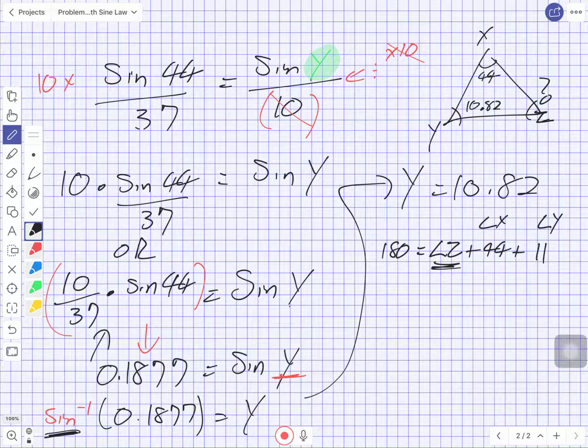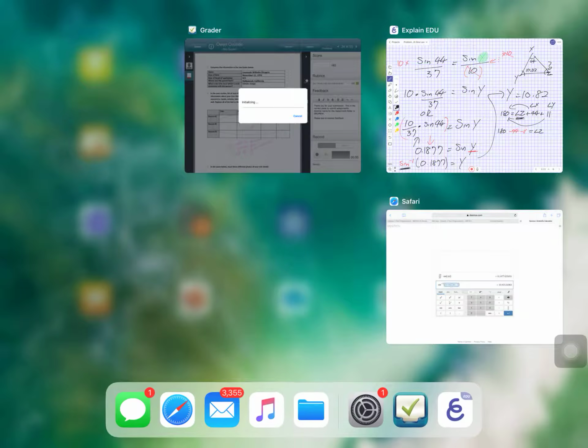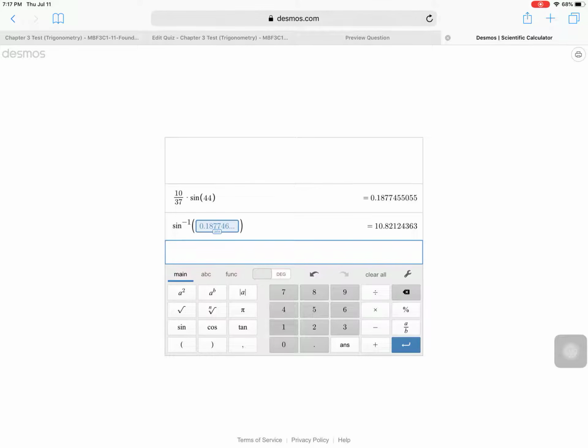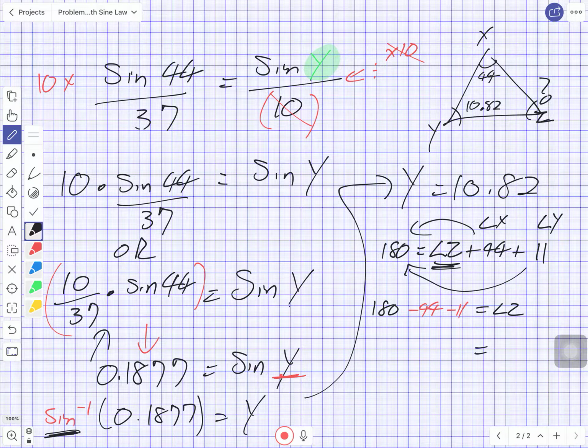So we can work on isolating here. If I move 44 to the other side and 11 to the other side, essentially we subtract 44 from both sides and subtract 11 from both sides. It ends up as 180 minus 44 minus 11 is equal to the angle z. I can go right back to my very handy calculator: 180 minus 44 minus 11. Now I did round, but hey, 125. That's exactly what the computer told us the answer was supposed to be. So our angle z in this case is 125 degrees. Great, so we have everything there.